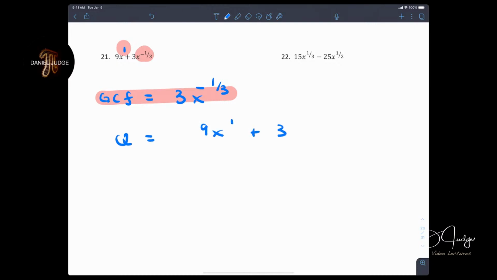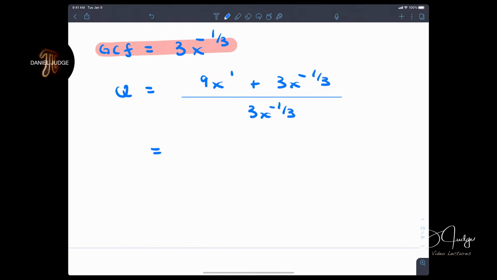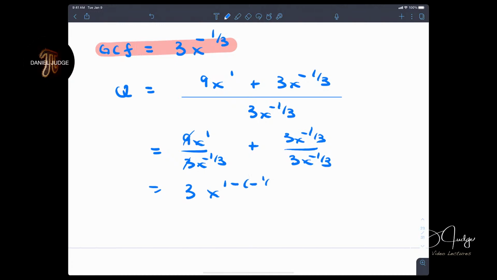9x to the first plus 3x to the minus 1/3, over 3x to the minus 1/3. So we're going to be careful. 9 goes into 3 times. X to the 1 minus a negative 1/3 plus your 3's cancel, and so does your x to the minus 1/3, and that's just a 1.